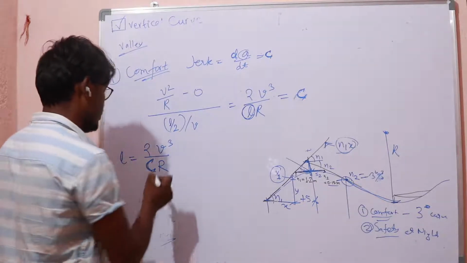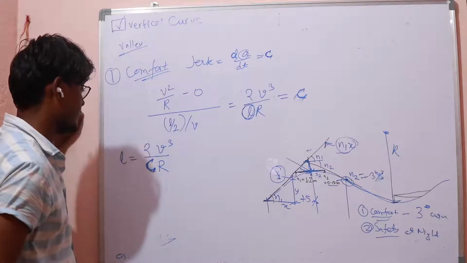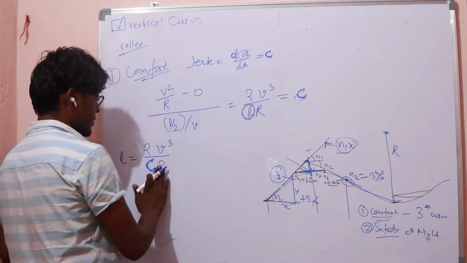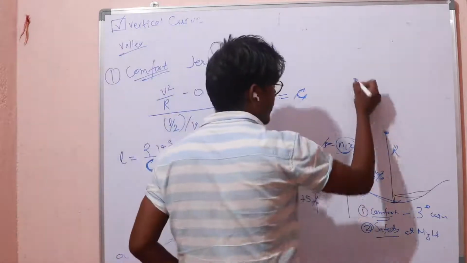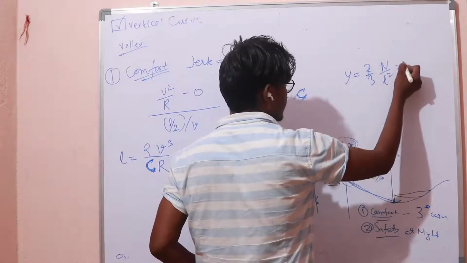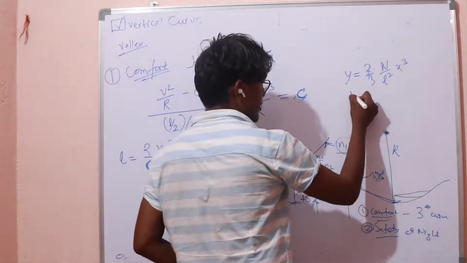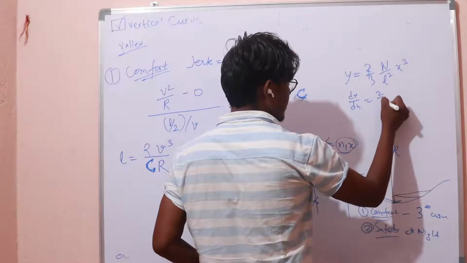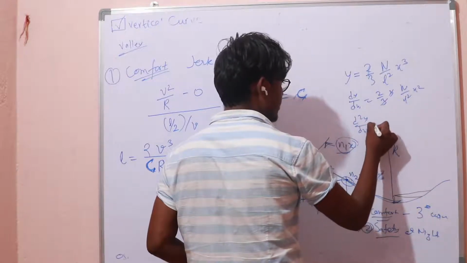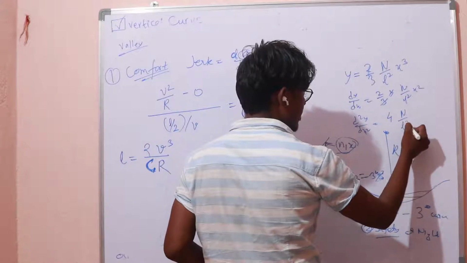Now we do know the design velocity and the design jerk C, but we do not know the radius of curvature of the valley. So we will derive it. We know the formula for the third degree curve equation, y equals 2 over 3 n over L square x cubed. So dy over dx equals 2 over 3 into 3n over L square x square, and d square y over dx square equals 4n over L square into x.